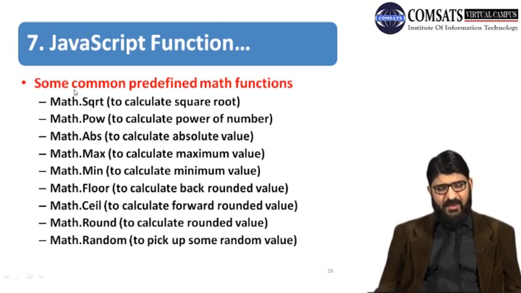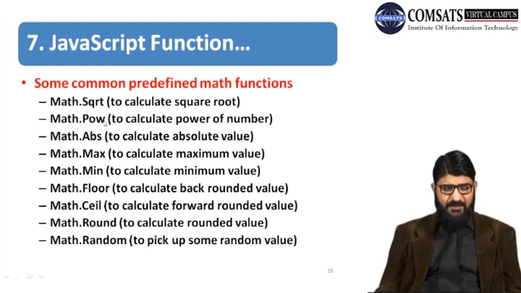Now see what are the common methods and functions that are predefined in JavaScript. So these are the common predefined math functions available in JavaScript. The first one is math.sqrt, and this sqrt is basically an abbreviation of square root, and this function is used to calculate the square root. The second one is math.pow, and this function is used to calculate the power of a number. And the third function is math.abs. This function is used to calculate absolute values.